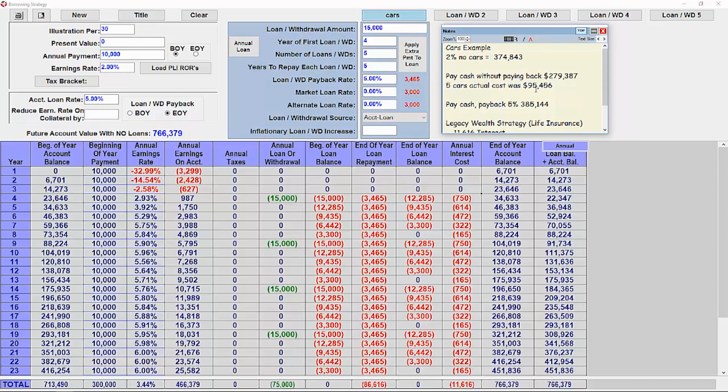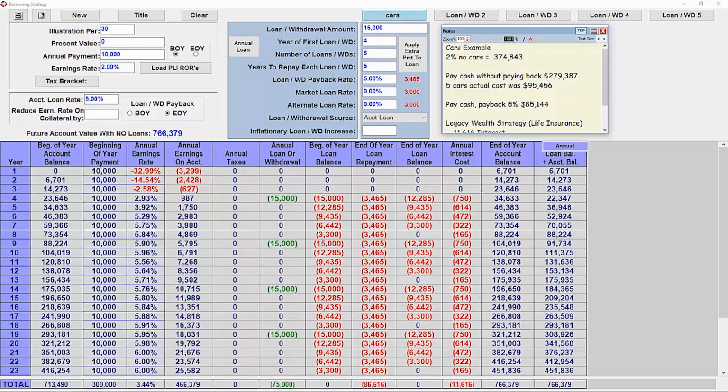And those five cars that cost us a sticker price of $75,000 actually cost us a little over $95,000. So then what we did is, what if we used our cash account and paid ourselves back at 5%? The reason we did this is to compare apples to apples with the life insurance. And so when we do that, our cash value actually increases from 374 to 385. And if someone can do that, that's wonderful.